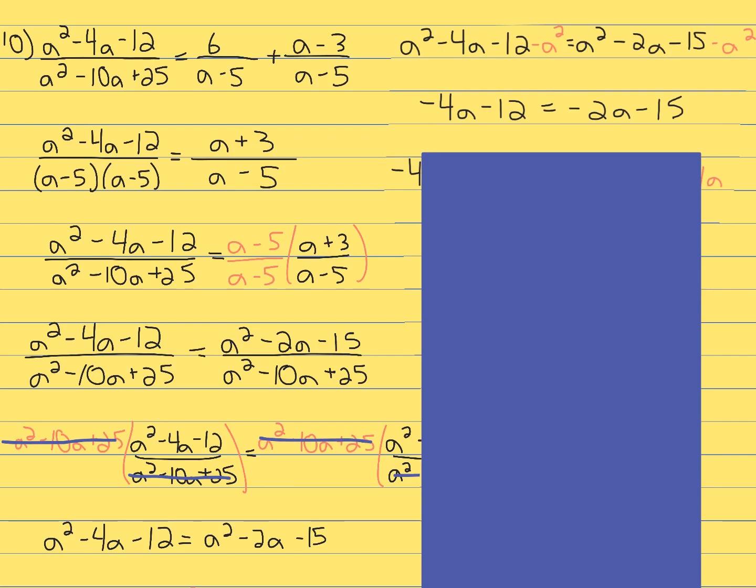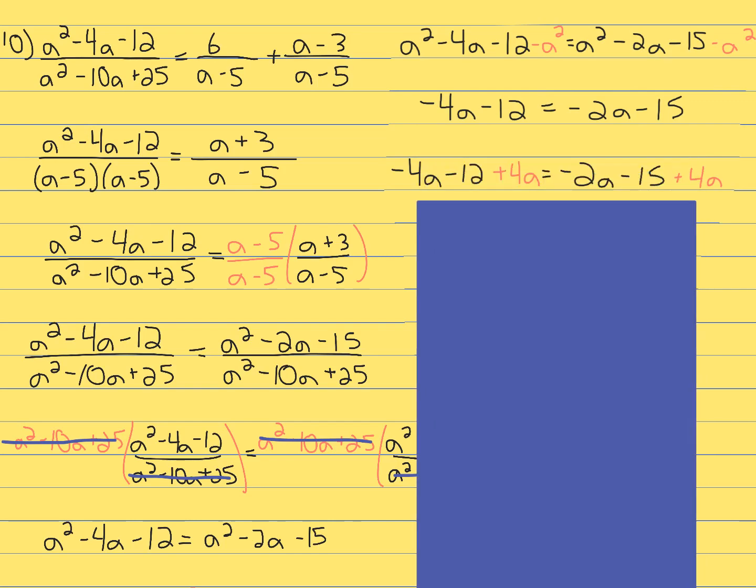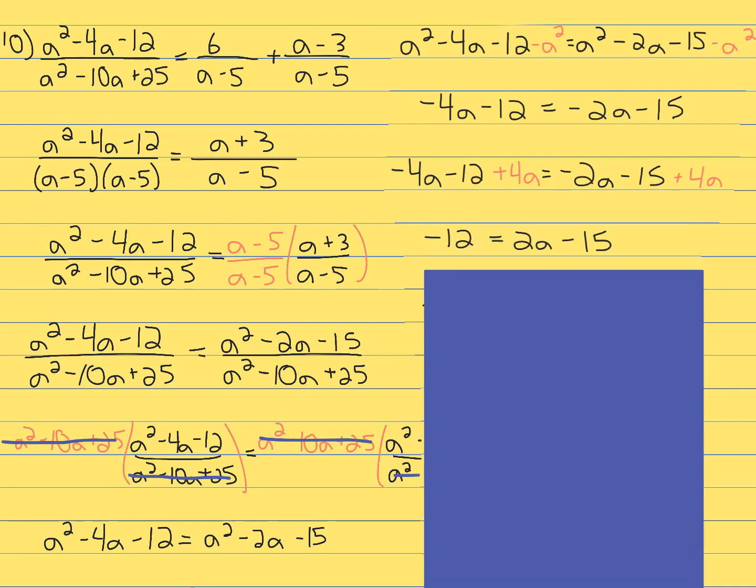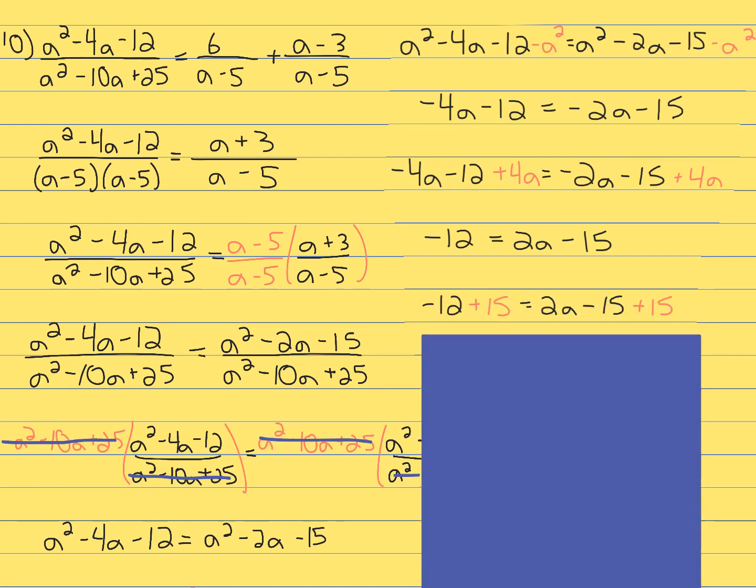equals negative 2a minus 15. And now I'm going to add 4a to both sides because I want to eliminate that there. Okay, and then I'll simplify. We've got just the negative 12 left over, and these two go together to be a positive 2a minus the 15. Now that I just have the a term here, I'm going to undo this constant term over here by adding 15 to both sides.